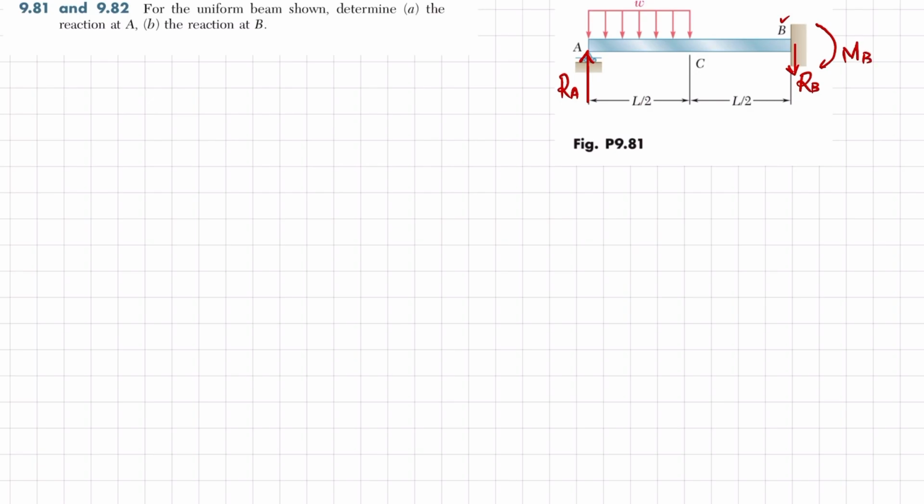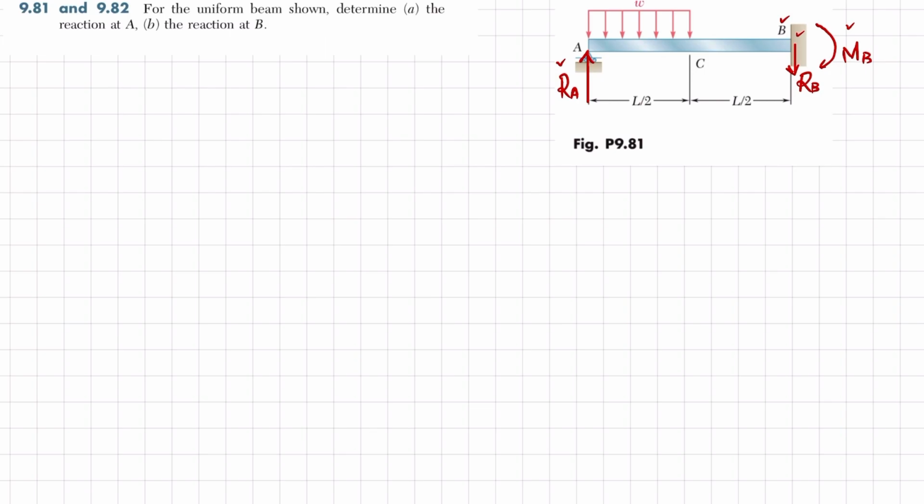So you can see there are three unknowns: RA, RB, and a moment. We have two equations and three unknowns, so we cannot find these reactions by this method. This problem is indeterminate. Clear? So how will we solve it? We will solve it using the method of superposition.